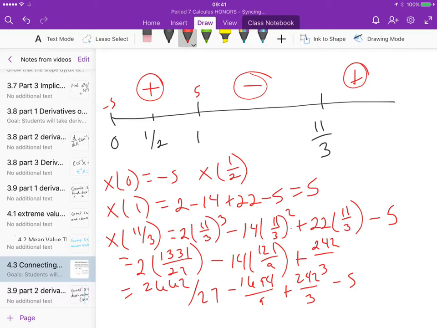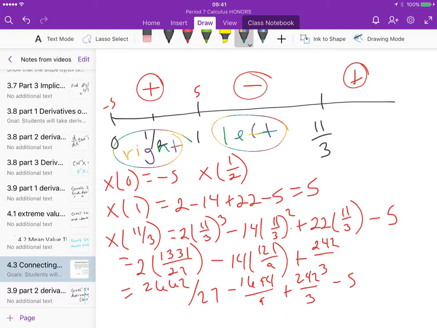And so let's take into perspective what this actually means. From the interval from 0 to 1, it is increasing. The behavior of x is increasing. So that means that our particle is really moving to the right, or it's going in a positive direction. Then as we're decreasing from 1 to 11/3, that means our particle is actually moving left. So it's kind of going backwards from where it started from.